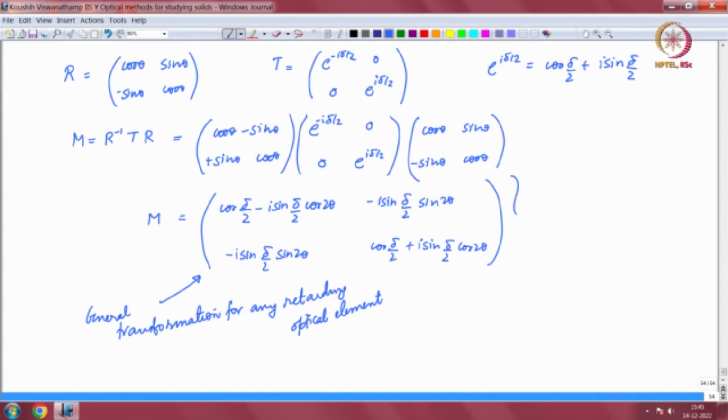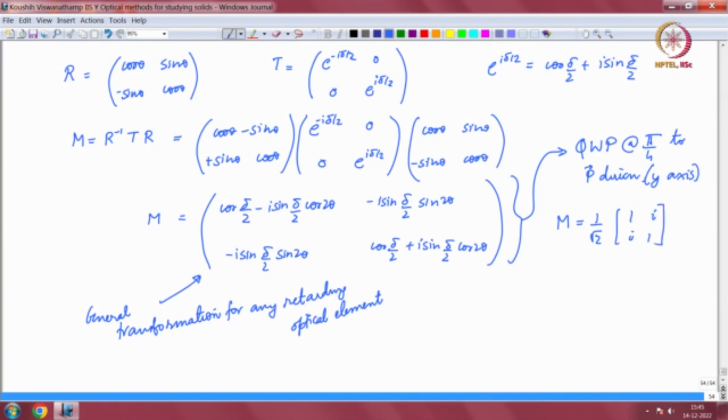For a quarter wave plate at pi by 4 to the incident direction, or let us say to the y axis, pi by 4 to the p bar direction or y axis that we had in the circular polariscope that I had introduced before, the M is basically going to look like this. As an example, here I have taken theta equal to 3 pi by 4, but you can construct any optical element like this.